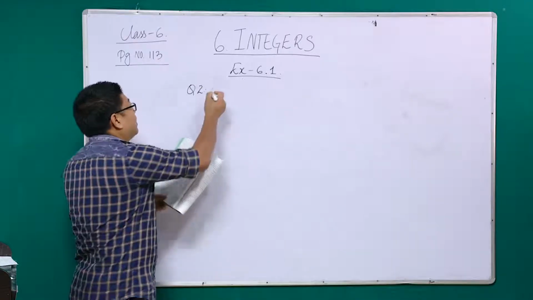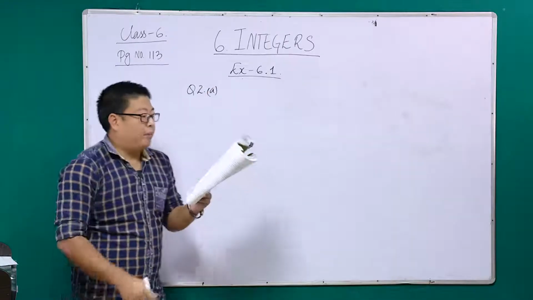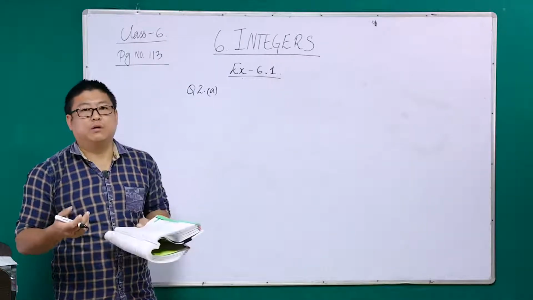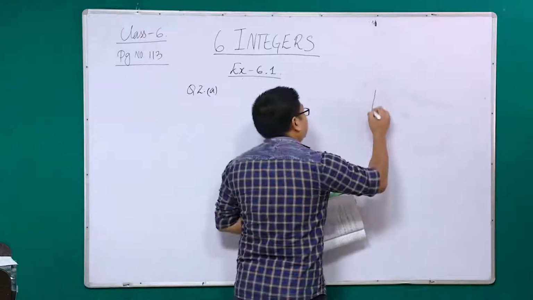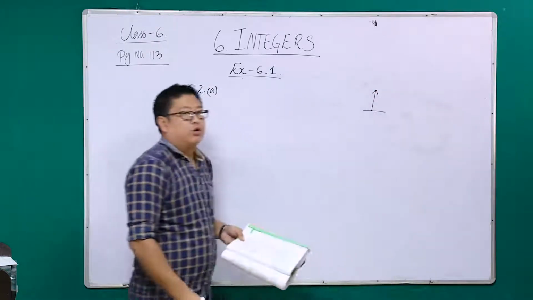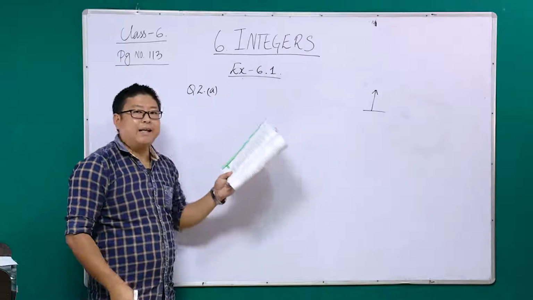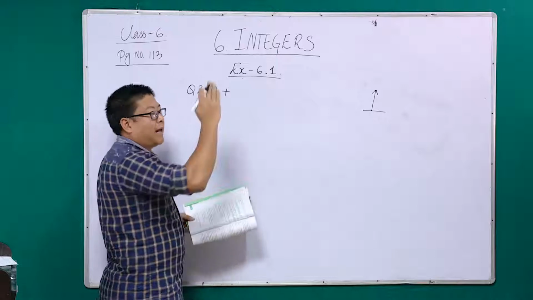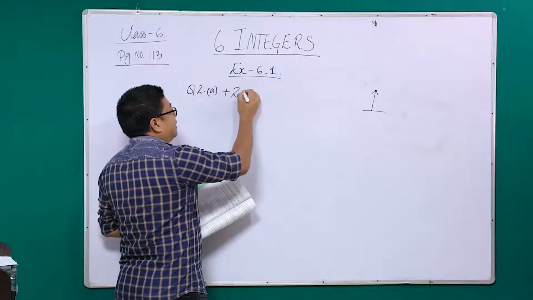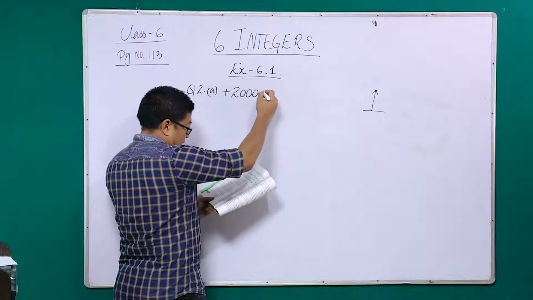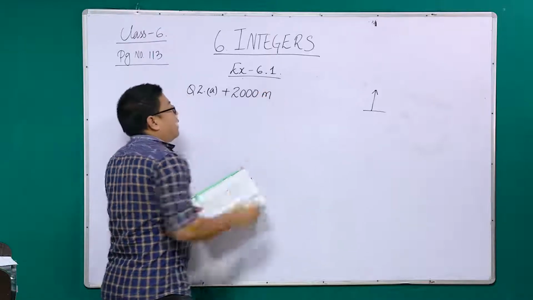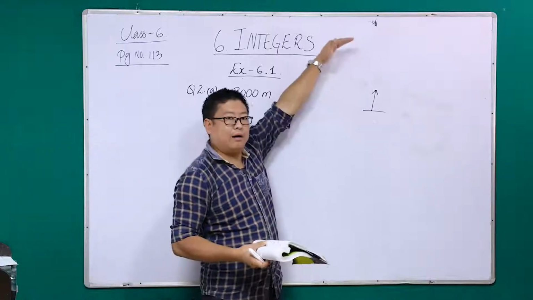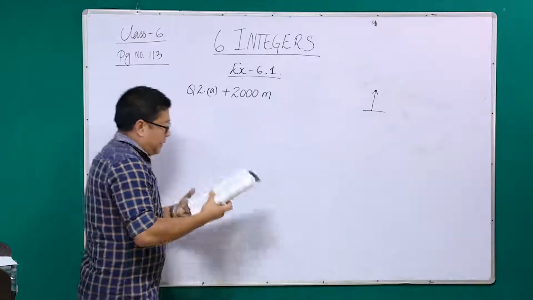So the first part, A, an aeroplane is flying at a height 2000 meters above the ground. We are going to represent this information as an integer. Above means we will add plus, and it is flying 2000 meters above the ground. So we will simply write plus 2000 since it is flying above, up, alright?